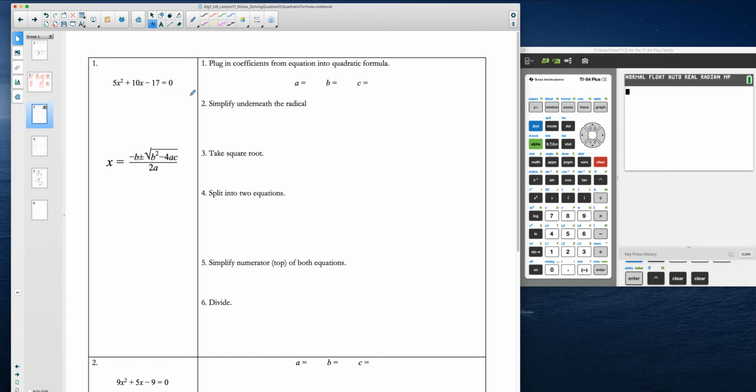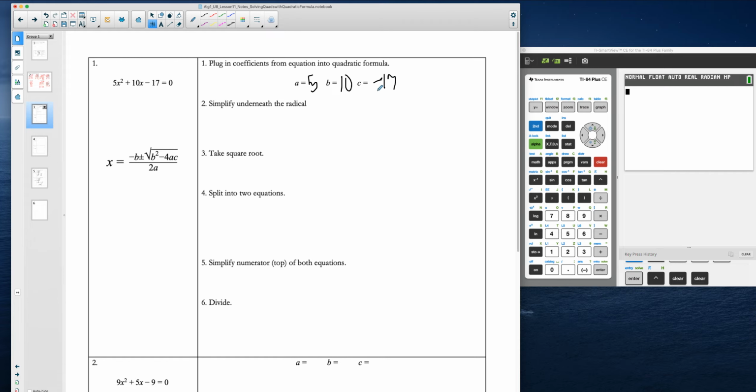All right, so notice we want to solve this equation right here. It's equal to 0. Like I said, the first thing we want to do is identify all of our values here. So if we look, A is 5, B is 10, and C is negative 17.